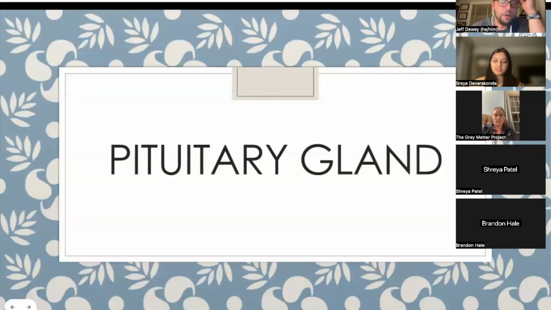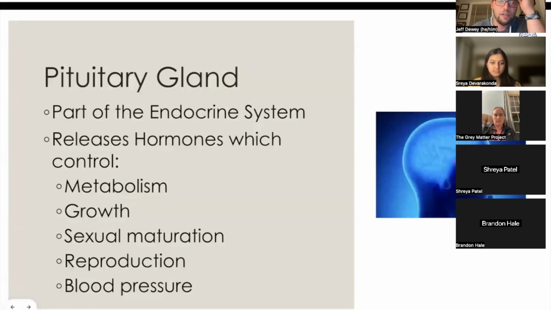We'll talk about the pituitary gland because it's its own special little piece of brain tissue. So it's actually not really part of the nervous system, but it's attached to the brain directly by a little, we call it a stalk, a little string of tissue, essentially. And it controls a lot of the hormones in your body. So the controls that have to do with metabolism, growth, sexual maturation, reproduction, blood pressure, hunger, thirst. A lot of these come from the pituitary gland.